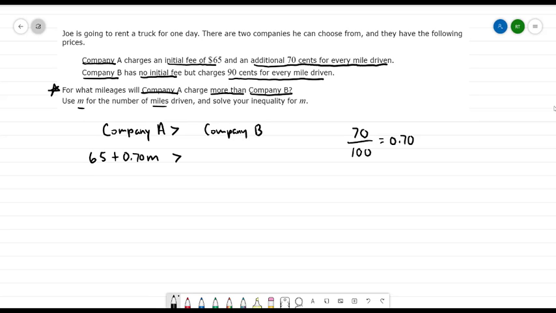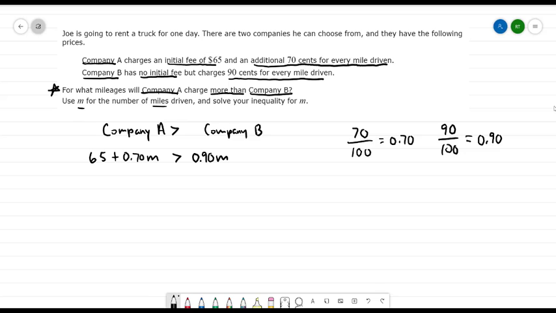And then Company B, notice there's no initial fee. So we're not going to have anything to start with, but they are charging you 90 cents for every mile driven. So we only have a rate. There's no starting amount. So we're just going to put 90 cents, which is 90 out of 100 to make it into a dollar format. Divide it, we get 0.90. So 0.90 M, that's our rate, 90 cents for every mile driven. So again, notice that here we had a starting amount of 65. There is no starting amount here. That's why all we have is a rate.